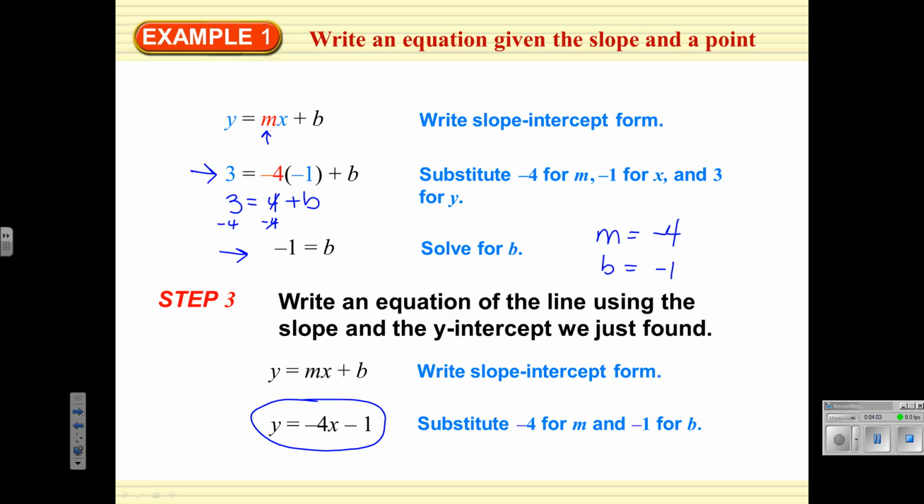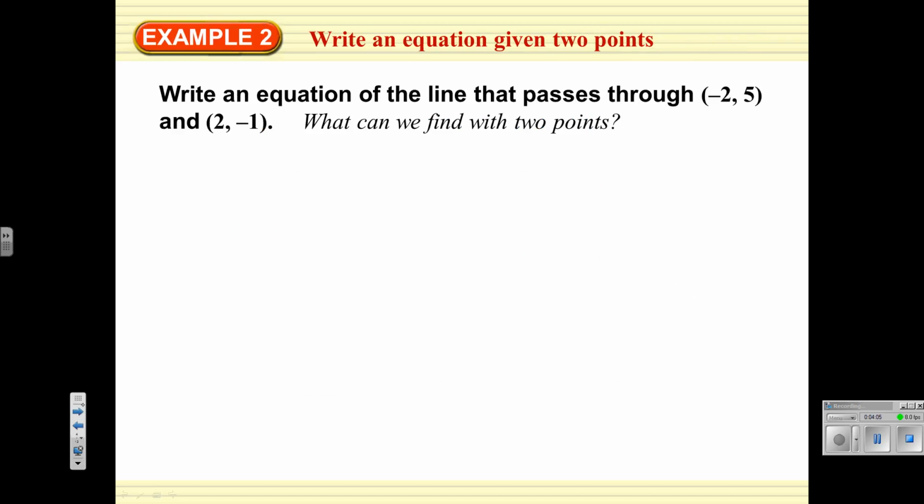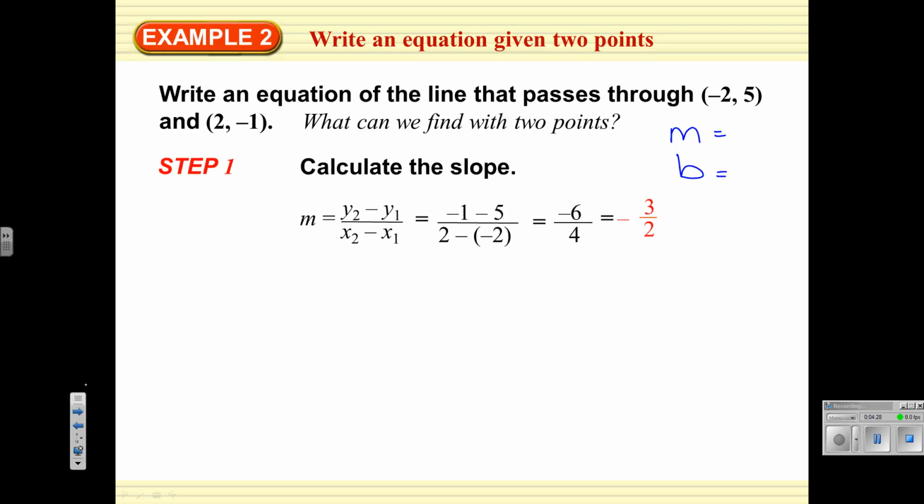All right. Let's look at example 2. Write an equation of the line that passes through -2, 5 and 2, -1. Well, what can we find with 2 points? They want an equation of the line. We need slope and we need y-intercept. We don't have either of those. But what can we find with 2 points? We can obviously find the slope. So let's use our slope formula.